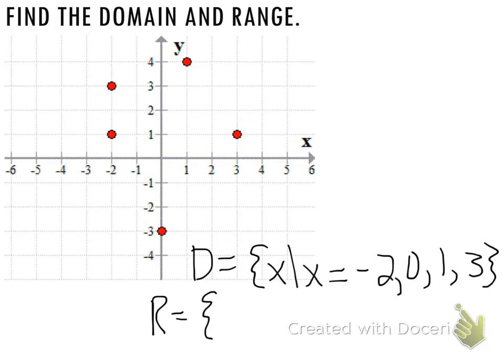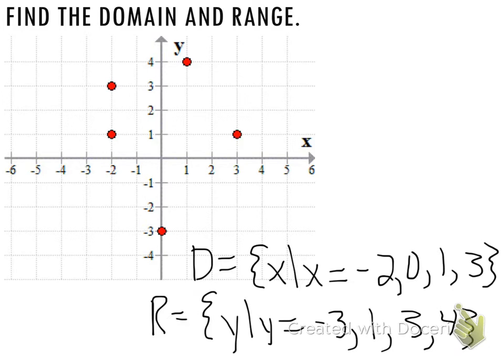My range is the set of all real numbers y such that y equals, and I'm just going to list my y values now. What's the y value of this ordered pair? Negative 3. What about this ordered pair? 1. And this one? 1. Do I have to list it twice? Nope. What about this ordered pair? 3. And this ordered pair? 4. There's my domain and range of this relation.